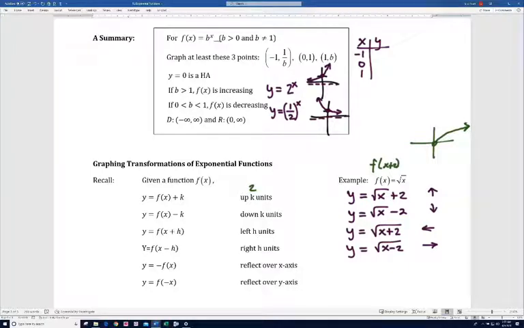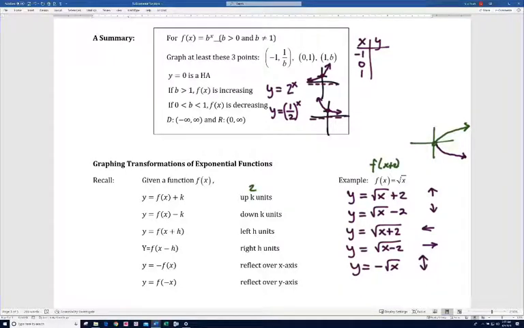The next one says y equals minus f of x is a reflection over the x-axis. And that's our most common type of reflection. It's where you have the minus out in front of the function. So in our case, it would be y equals minus the square root of x. And that would be this graph that I just graphed a minute ago, reflected down. It would look like that.